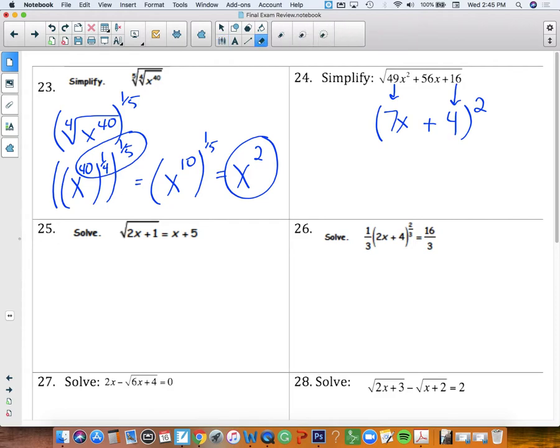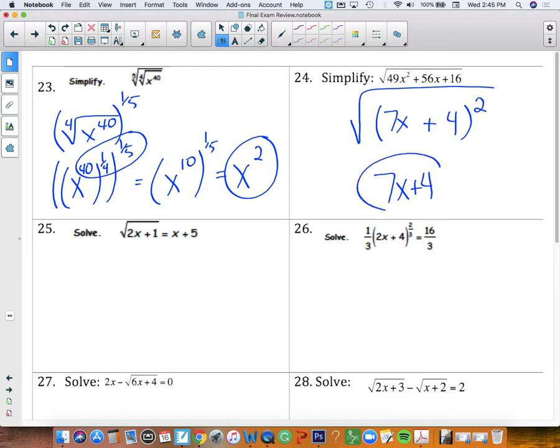All right, and then that's all underneath the radical still, so we're going to have to rewrite that with the radical. So what's the square root of something squared? You just get whatever you have in the parentheses. So this is just 7x plus 4. All right, so that's a simplified version of that one.